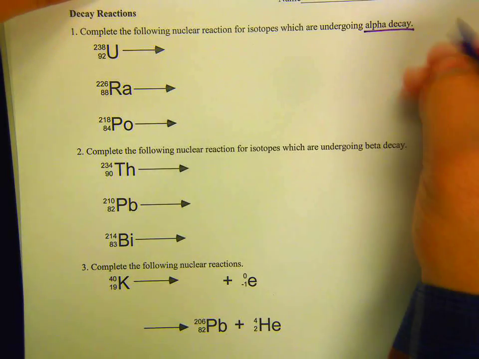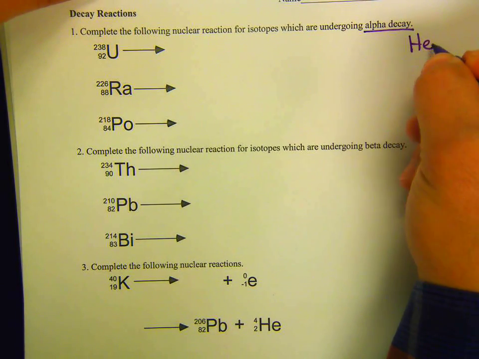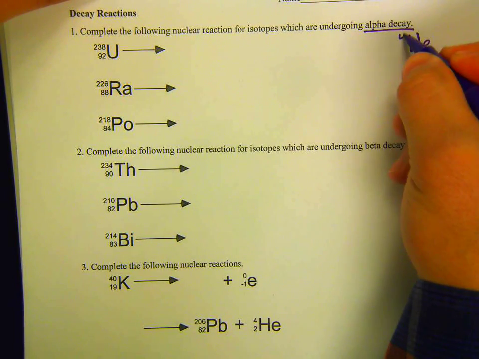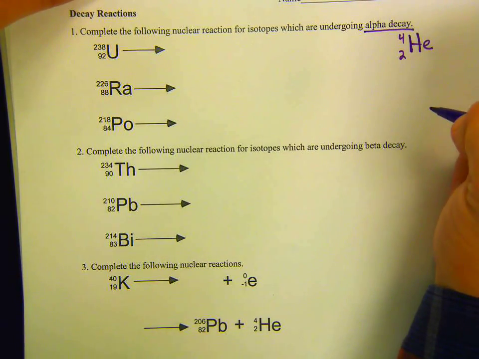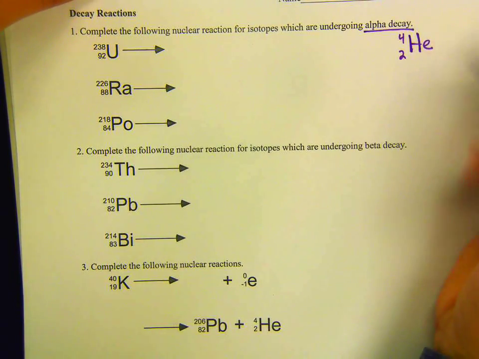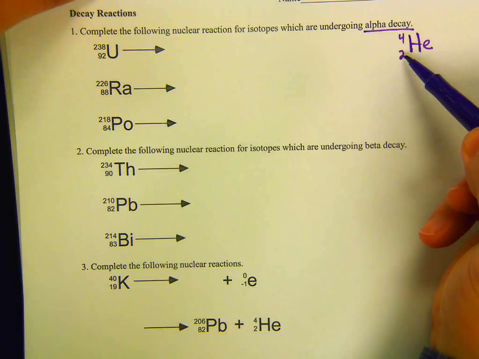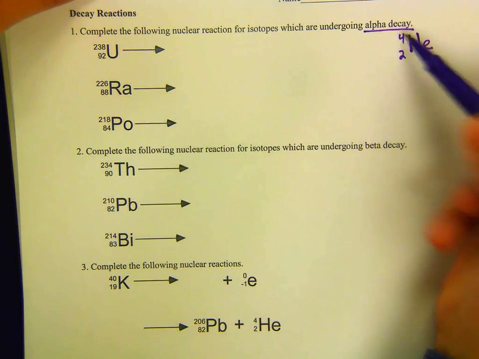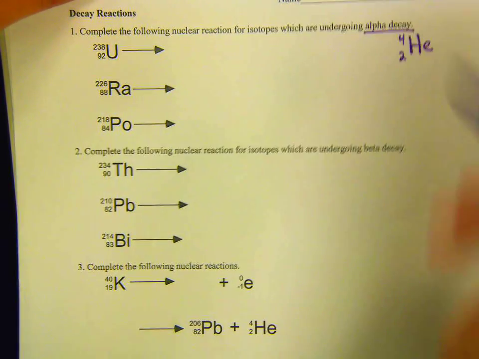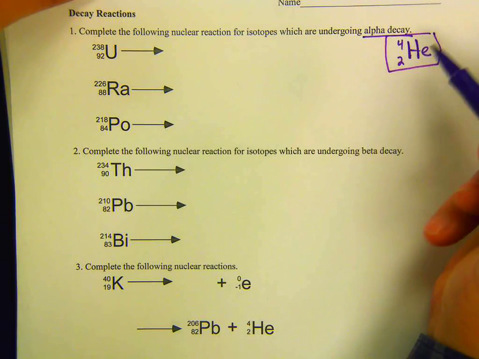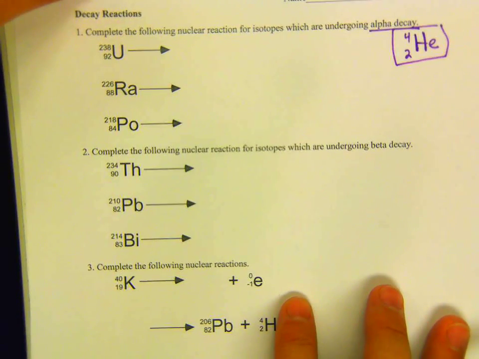Alpha decay is a helium nucleus. This is an alpha particle with 2 protons and 2 neutrons. And again, 2 plus 2 is 4. This is something you will want to remember, that this right here is the alpha particle.